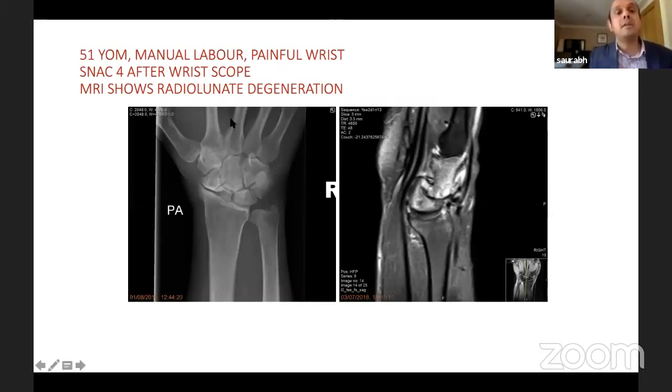Then this is another case of mine, a 50-year-old in a manual labor job. As I said, he had a scaphoid fracture. He never came to hospital. Now his wrist is arthritic. He can't work, so he's come to me.